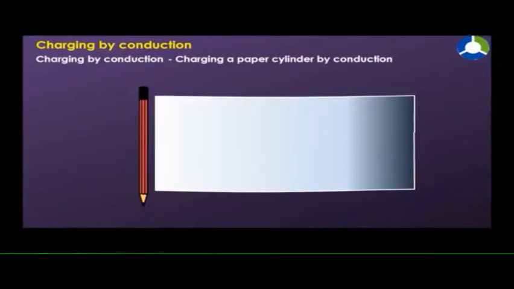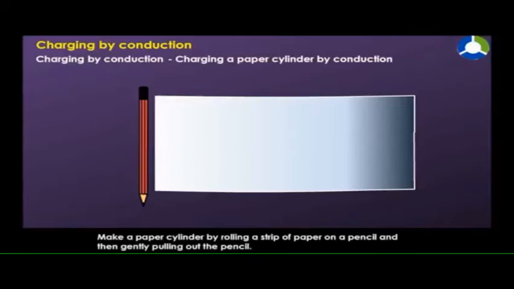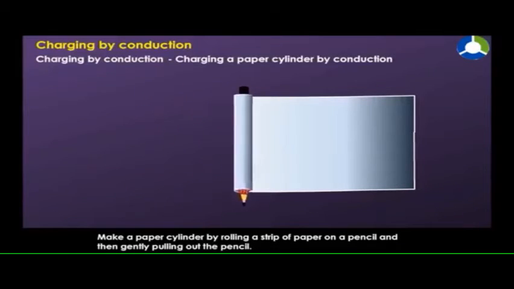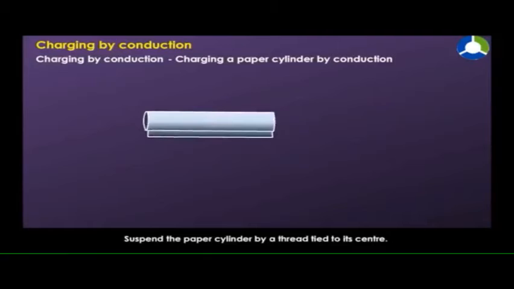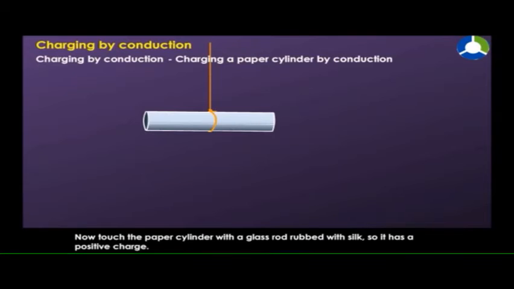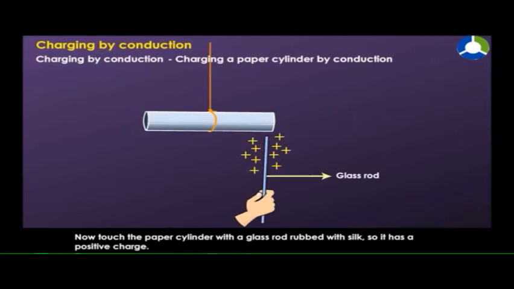Charging a paper cylinder by conduction. Make a paper cylinder by rolling a strip of paper on a pencil and then gently pulling out the pencil. Suspend the paper cylinder by a thread tied to its center. Now, touch the paper cylinder with a glass rod rubbed with silk so it has a positive charge.